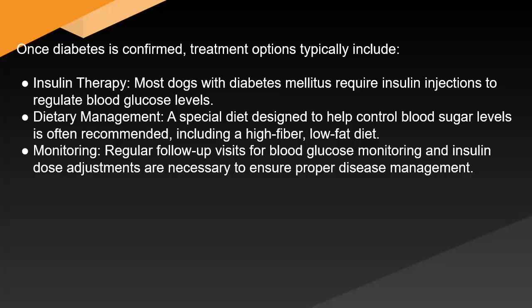Most dogs with diabetes mellitus require insulin injections to regulate blood glucose levels. Dietary management. A special diet designed to help control blood sugar levels is often recommended, including a high-fiber, low-fat diet. Monitoring. Regular follow-up visits for blood glucose monitoring and insulin dose adjustments are necessary to ensure proper disease management.